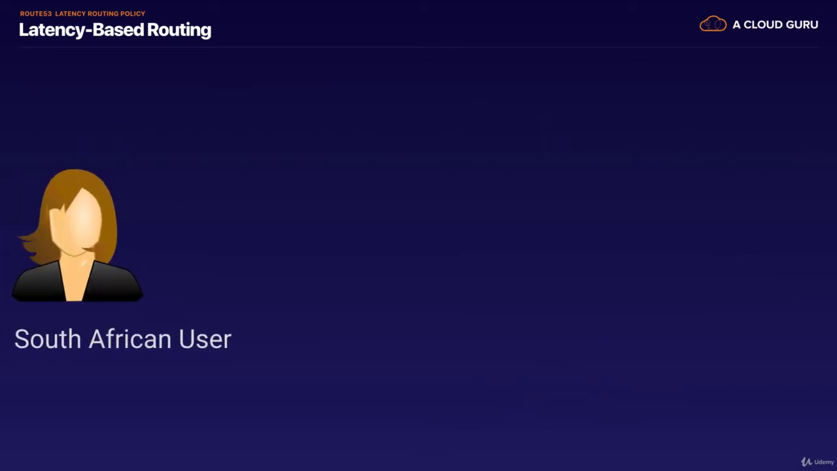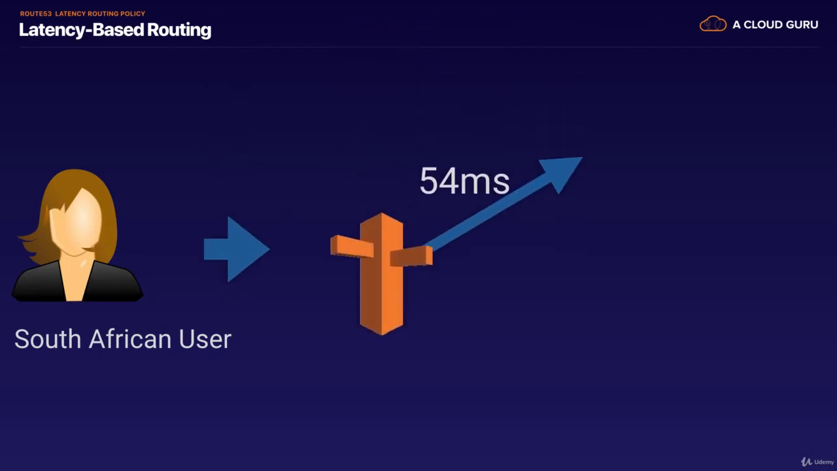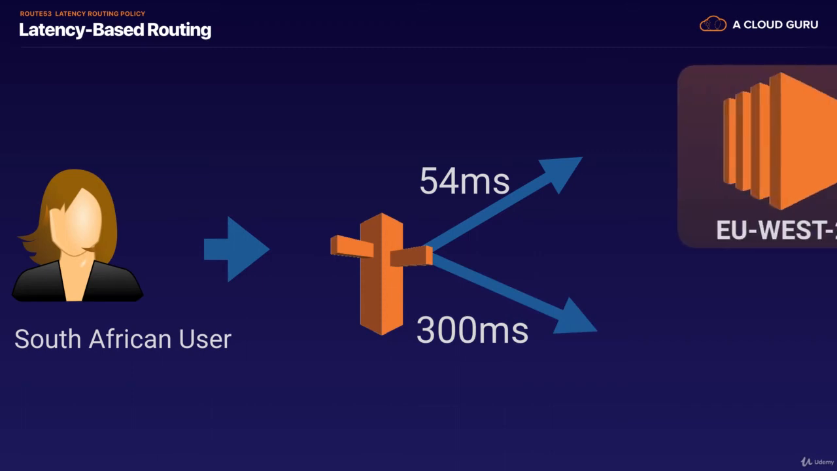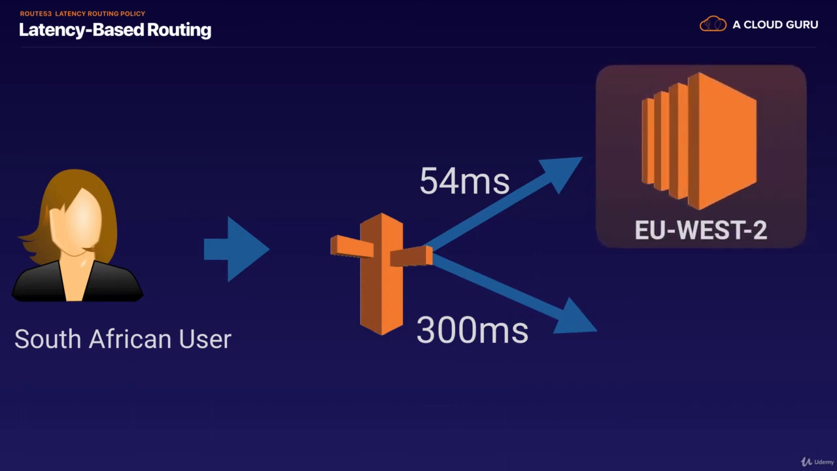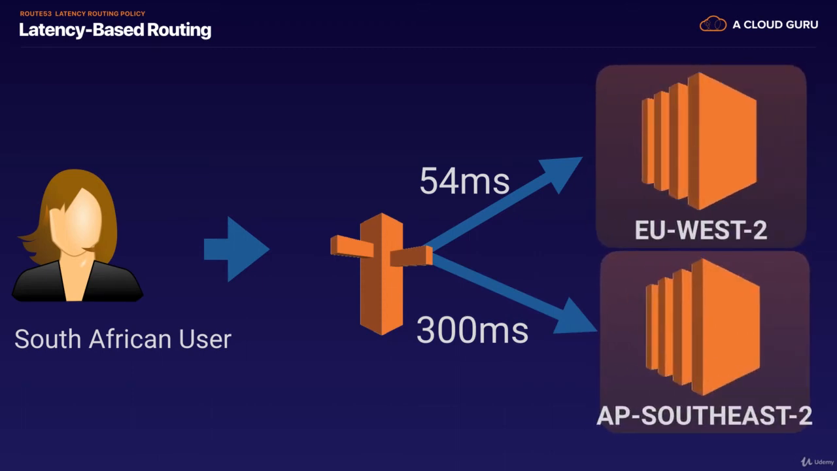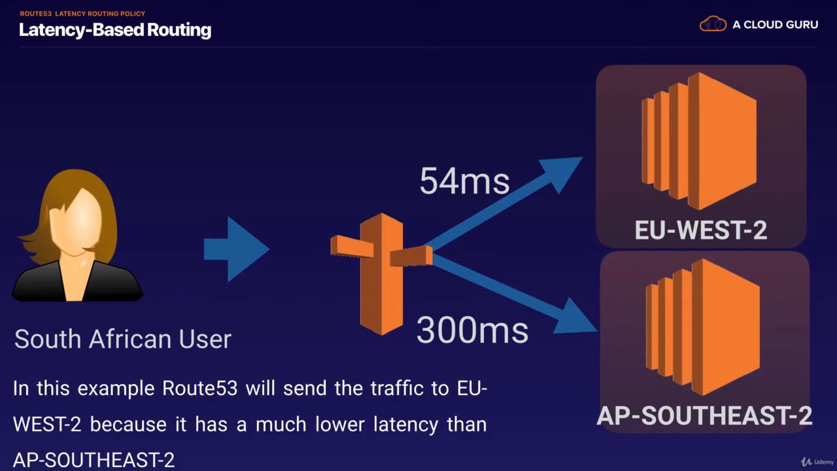So again, we've got a user. This user's in South Africa, and they're going to make a request to Route53, and Route53 is going to look at the different response times. So it's going to figure out that we've got a 54 millisecond response time for EU West 2, whereas the user will get 300 milliseconds response time for AP Southeast 2. And so it's essentially going to send the traffic to EU West 2 because it has a much lower latency than AP Southeast 2. So let's go ahead and see this in action.